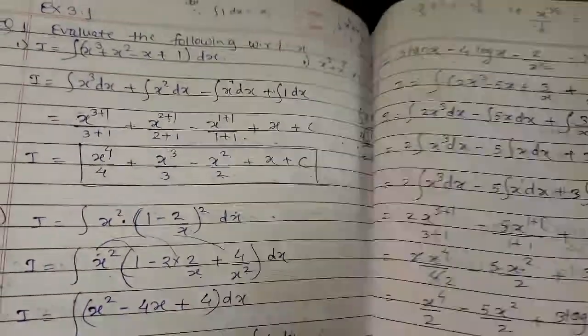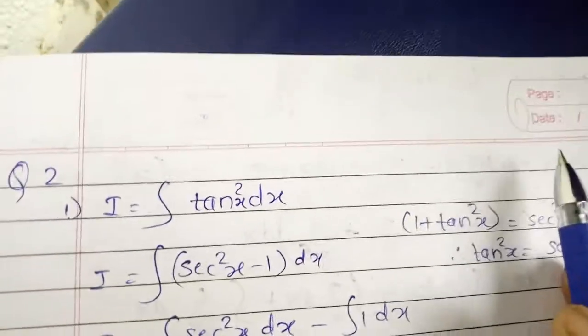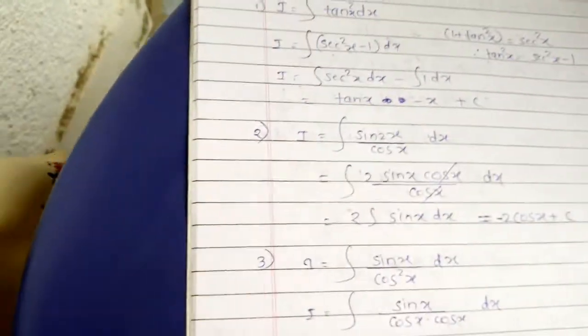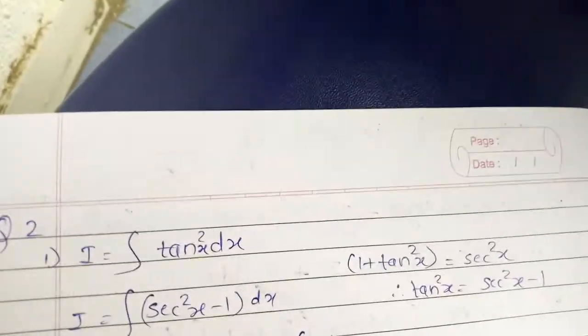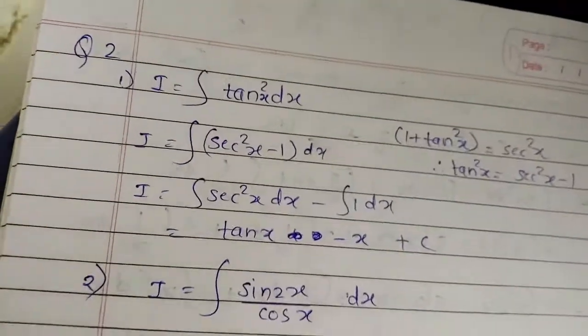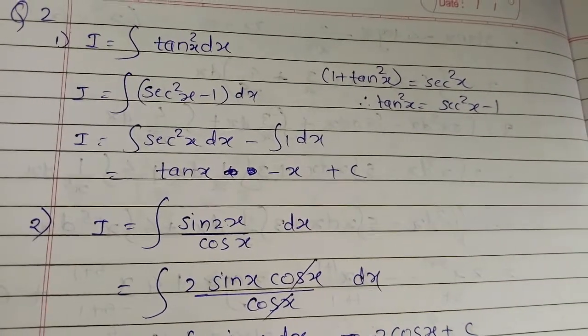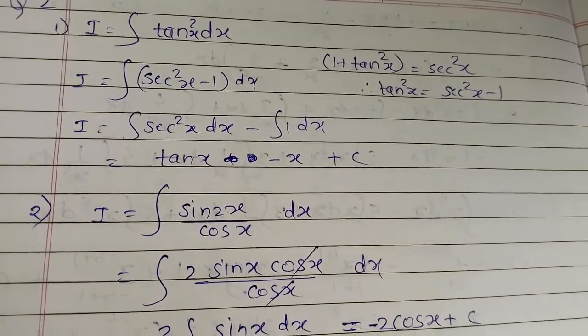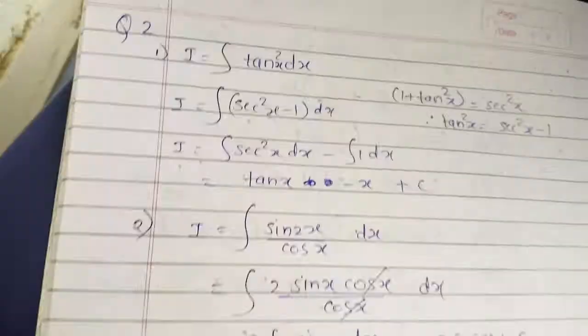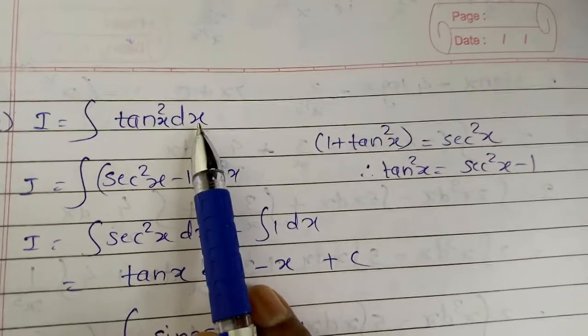So this is all about question number 1 of exercise 3.1. Now we are going to see question number 2 of exercise 3.1, which is mainly related to trigonometric functions. For solving this type of example you have to know all the trigonometric formulas that you learned in the 11th standard as well as in the 12th standard. So the first example is the integration of tan square x dx.